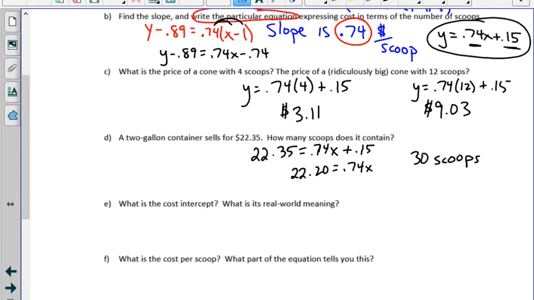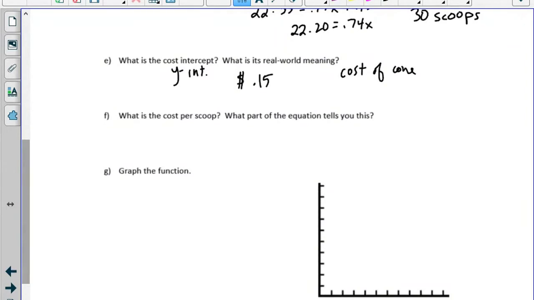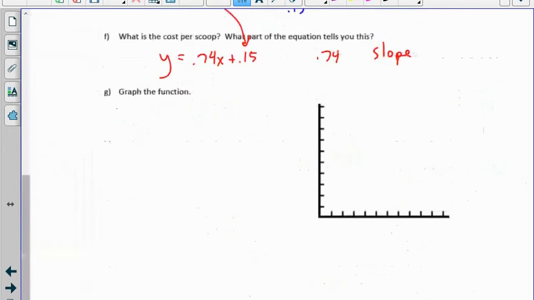What is the cost intercept? So that's the same thing as the y-intercept in this problem. That is 0.15, so it's 15 cents. And that real world meaning would be something like the cost of the cone or something else that is being put into this particular problem that is in addition to the scoops. So something that before you get any ice cream, you would have to pay 15 cents. The cost per scoop was 74 cents. And what part of the equation tells you that? That was the slope.